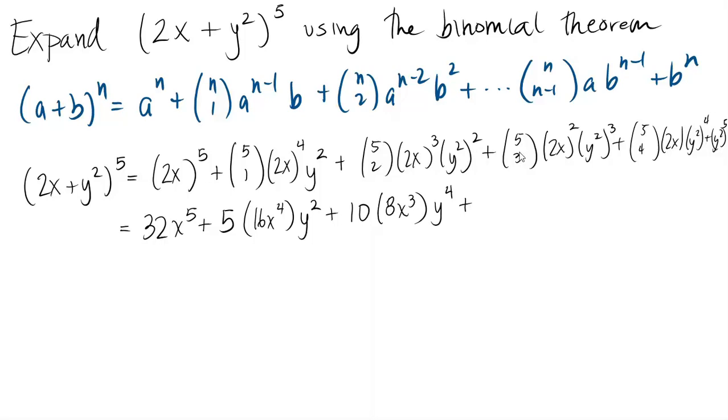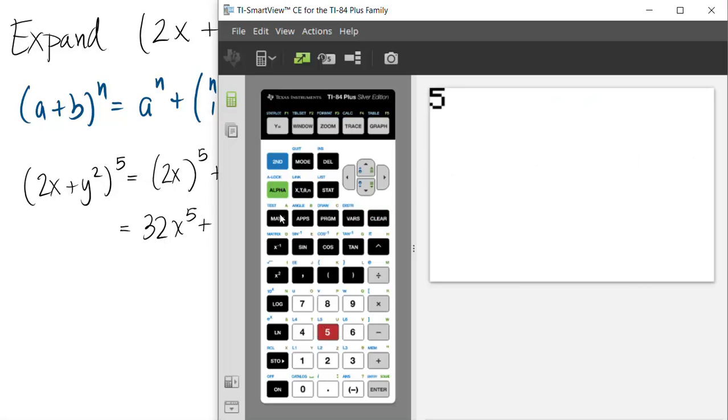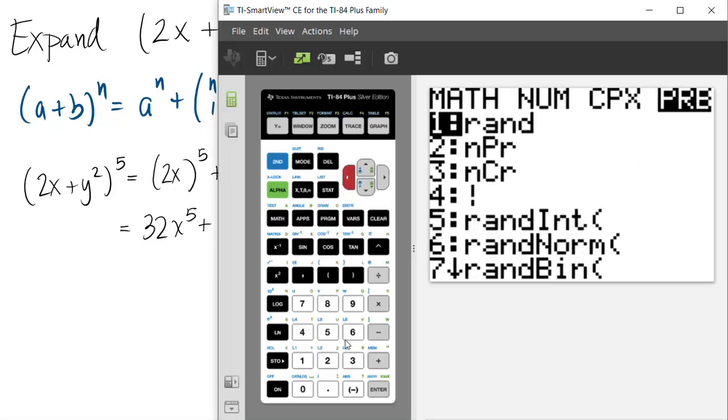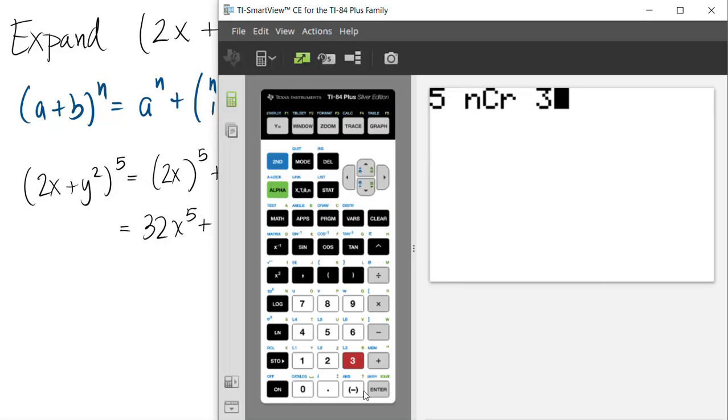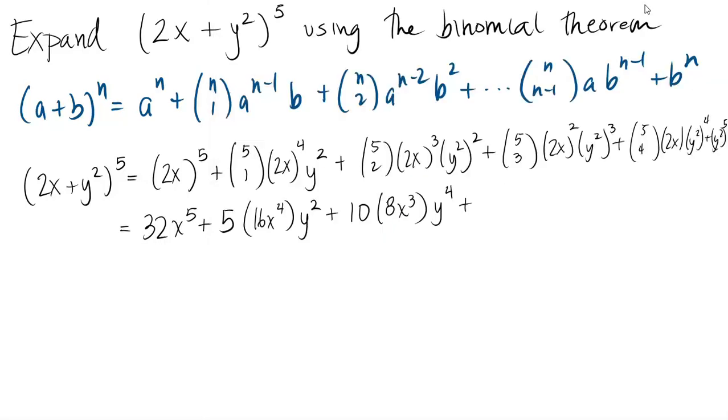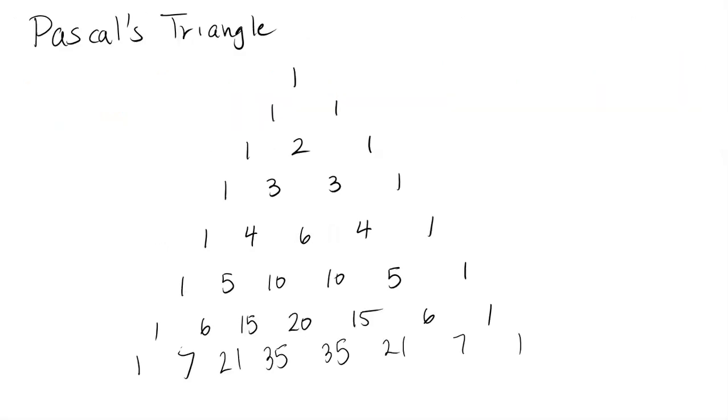Now we need 5 choose 3, which we haven't calculated yet. We can get that with the calculator. 5, math, probability heading, choose 3. That's also 10. Alternatively, we could just go to the appropriate row of Pascal's triangle.